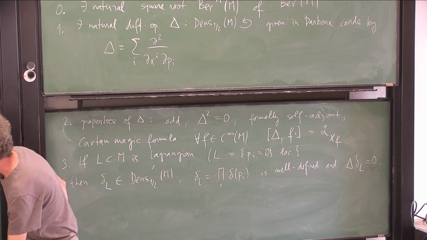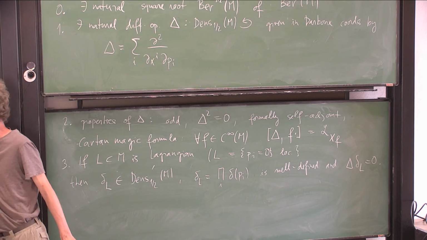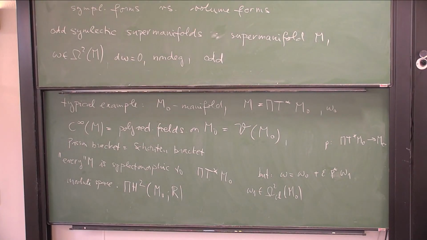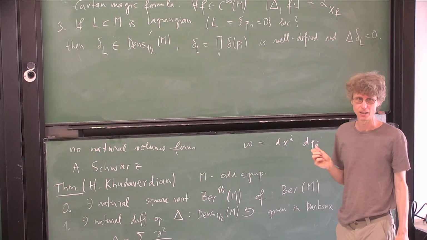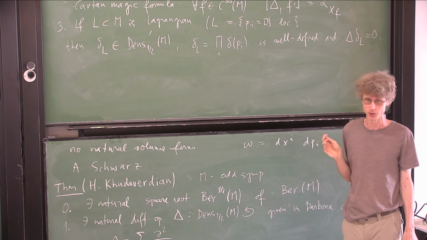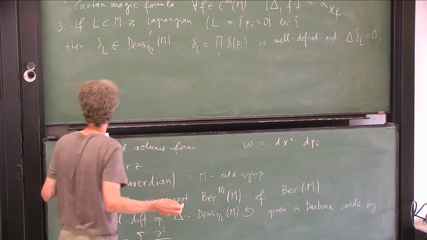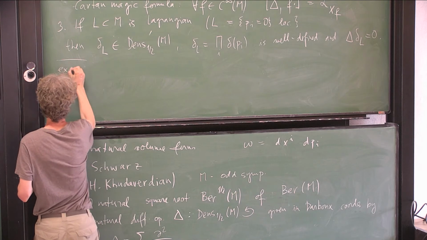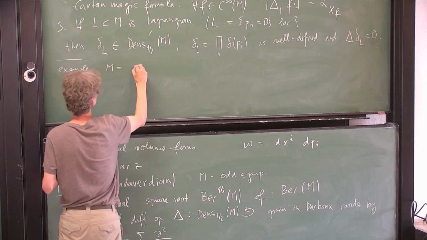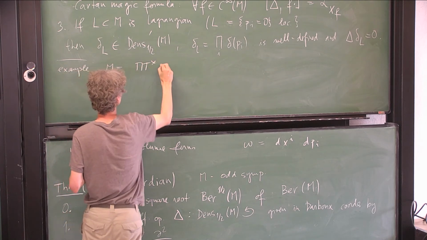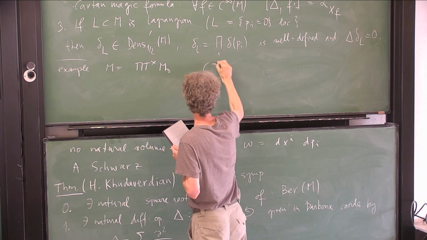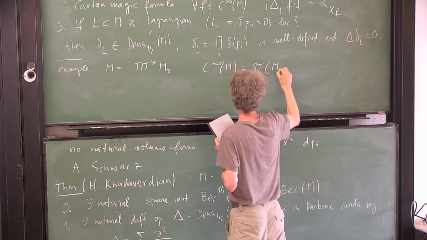So let me tell you maybe what's happening in this example, which is anyway kind of every example. So in this example, do we know what happens with the homology of delta? Yes. Yeah, we'll know everything. As I said, it is really elementary differential geometry. Just besides the fact that there are supermanifolds, everything is really silly. So in this example, when M is equal to Pi T star of M0, the functions are polyvector fields on M0.